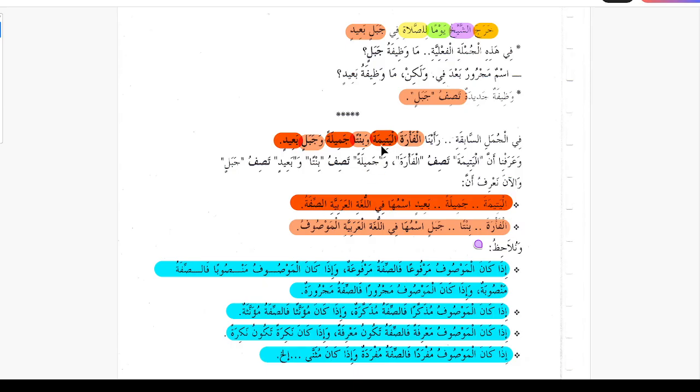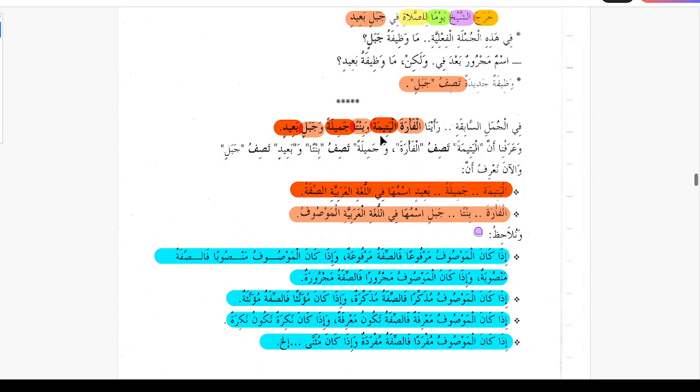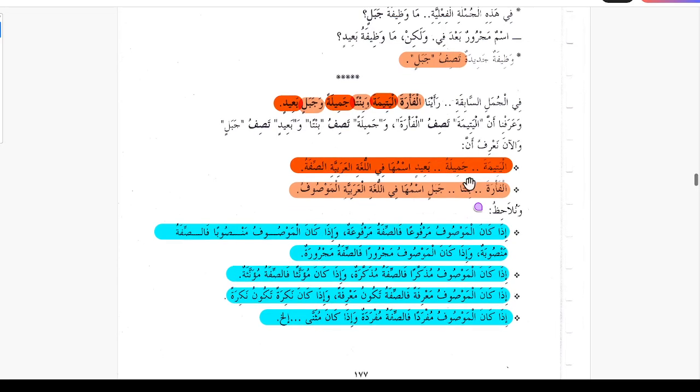So these three words are called adjective, and whatever word they describe is called mawsuf. So now the new concept is mawsuf and sifa. So yatima is the adjective for the mawsuf al fara. Jamilatan is sifa for bintan, so this is mawsuf, and this is sifa for the mawsuf. So this is what it says.